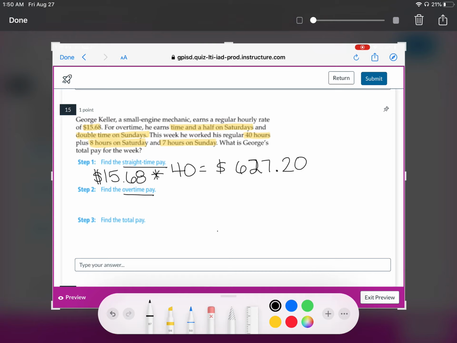Next, we find his overtime pay. Now remember, George gets paid different overtime amounts for Saturday and Sunday, so I'm going to split this kind of in two. On Saturday, he worked 8 hours, right? His overtime on Saturdays is time and a half. So we got to figure out what is his time and a half pay rate. We're going to multiply his regular pay times 1.5, like we've been doing. His overtime rate is going to be $23.52. When you multiply 8 times that, you're going to get a number.